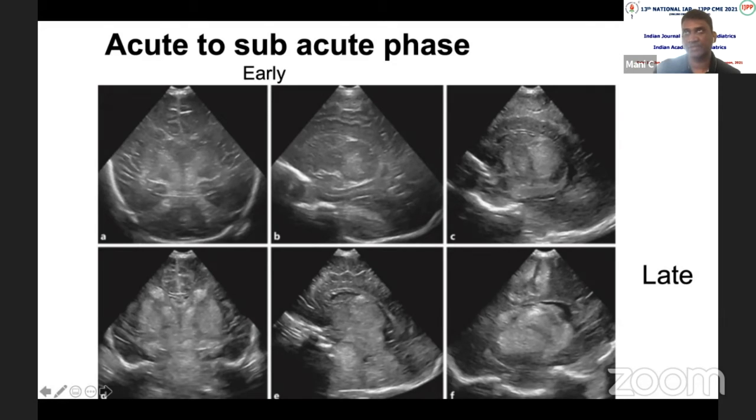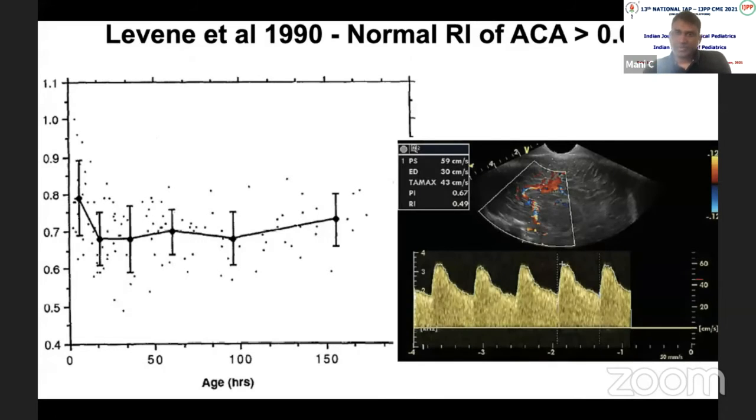So that can be diagnosed around 3 to 5 days after the injury, sometimes up to 7 days. These are very obvious in the MRI, but ultrasound can help in diagnosing them. As I mentioned, Doppler is a key thing in HIE babies, the hypoxic ischemic encephalopathy babies. When you do Doppler and measure the resistive index, when it is less than 0.55 or 0.6, it correlates with the adverse outcome in the long term.